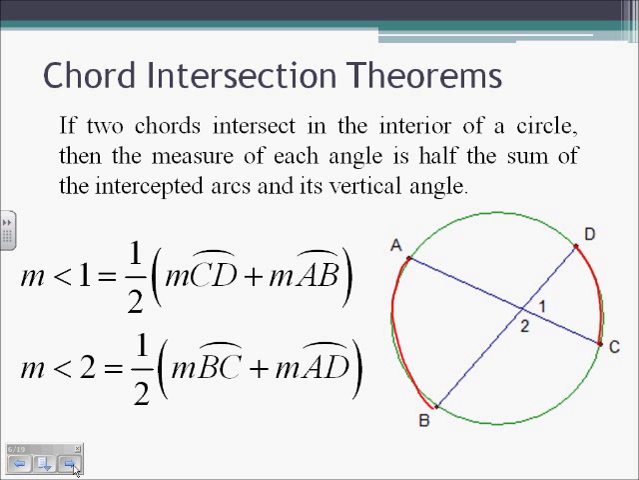The vertical angle from 1 intercepts arc AB. So we add those two arcs together. Take half of that, and that's going to equal each one of those angles. They're going to equal exactly the same thing since they're vertical angles.